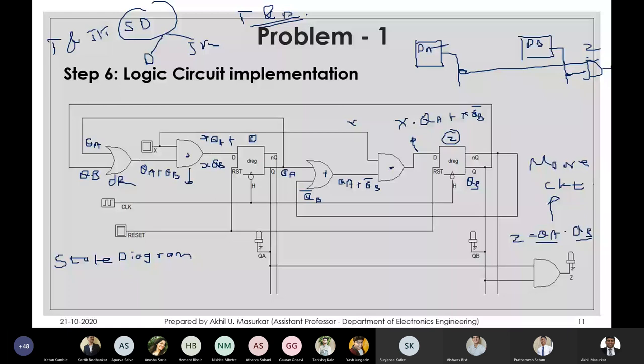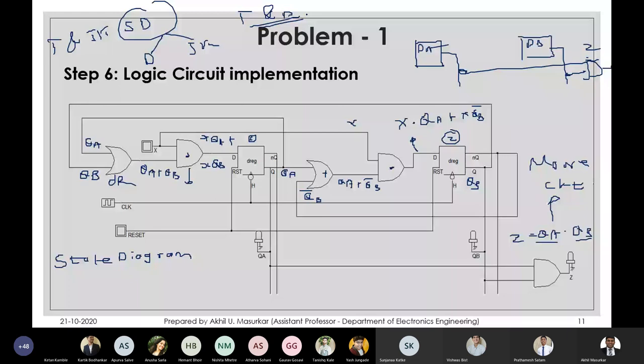So should we go to problem number 2? Karthik, should we move ahead? Yes. Okay. Soham? Shubham, have you completed? Yes, sir. Okay, so let's go to problem number 2.